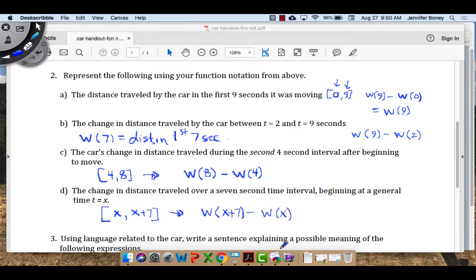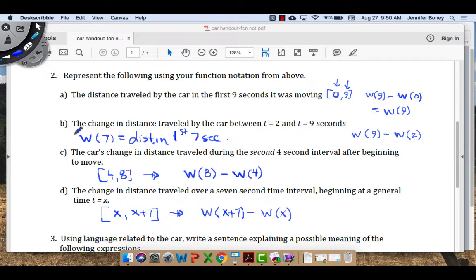Is this equal to W of 7? No, still not equal to that. You can't subtract the independent variable values and just assume that it's the same, because if I were to write W of 7, that would mean the distance traveled in the first 7 seconds, which may or may not be equal to the distance traveled in other sets of 7 seconds. But W of 7 specifically means this, regardless of whether its value is equal to some other quantity we compute later. So, any questions on this number 2?